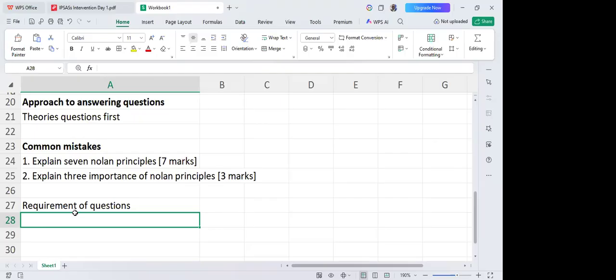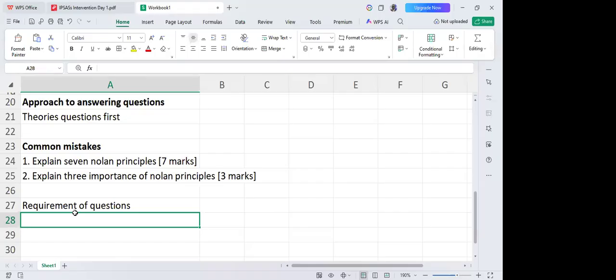So always I'll advise you read the requirements. Don't be in a hurry to answer. Just read the requirement. Know what the examiner is asking of you. You may know, but if you don't take care, you may deviate and write something else. So look at what the examiner is asking from you and then answer that in that regard.